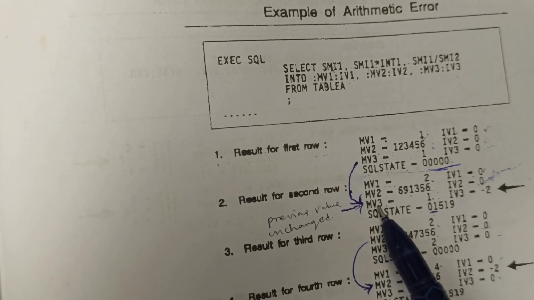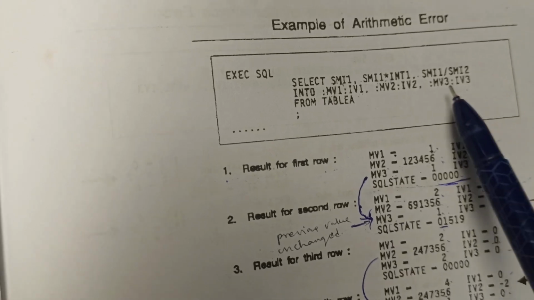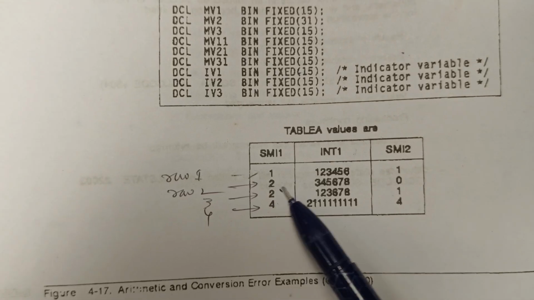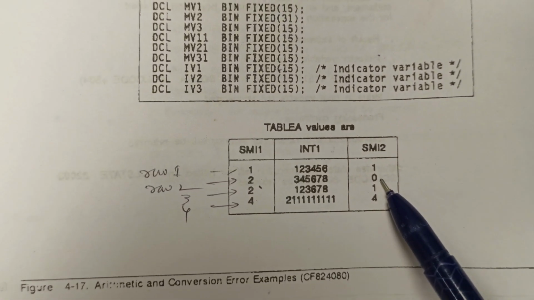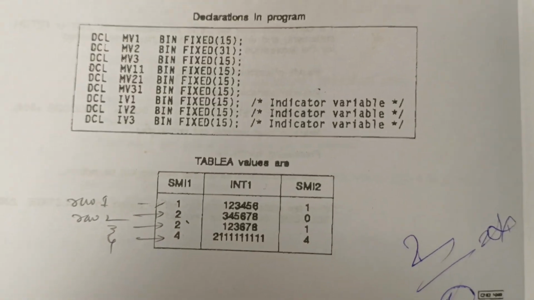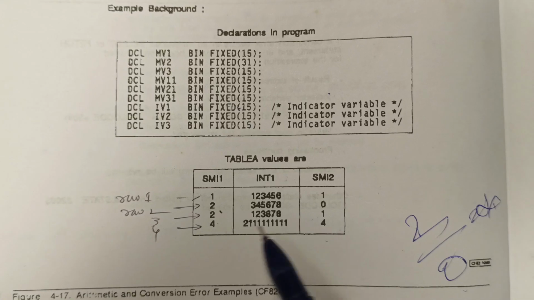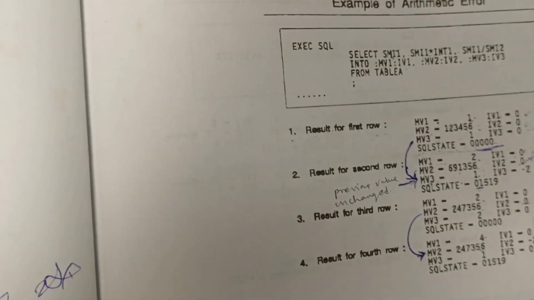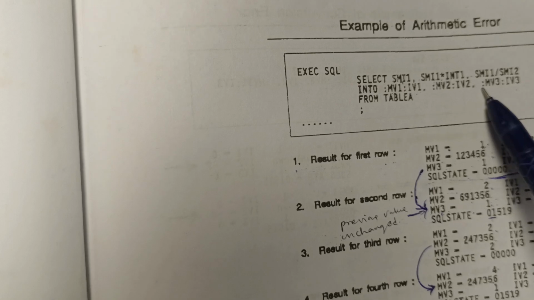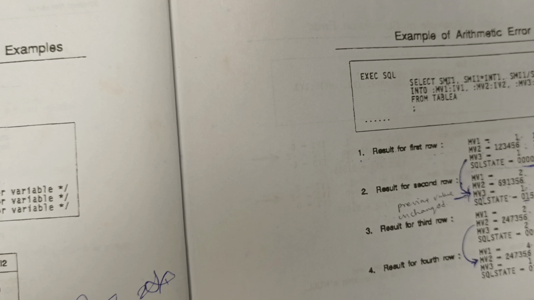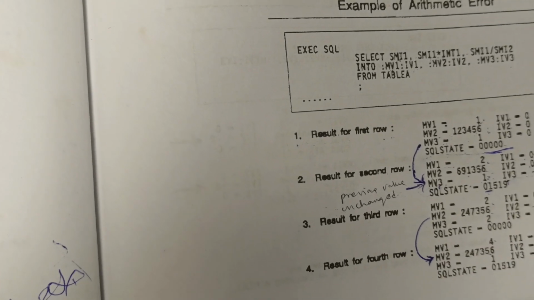Now the important part: here MB3 is I1/2 for the second row, which means 2 divided by 0. Because 2 divided by 0 gives an infinite value, you are doing an arithmetic calculation error. At that time MB3 will store 1, because you can see the 1/2 in MB3, and for 2 divided by 0 it will store the 1 value, but the indicator field has -2.